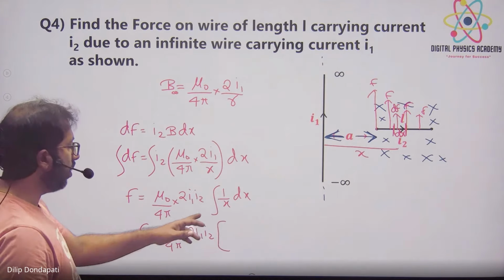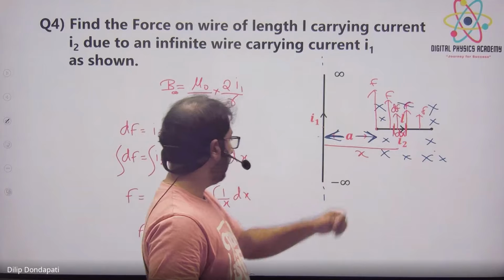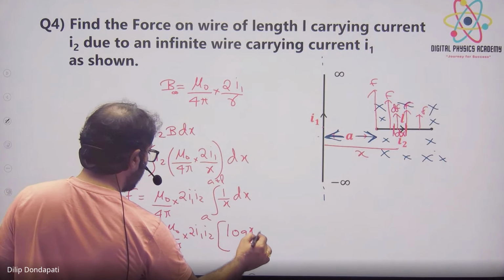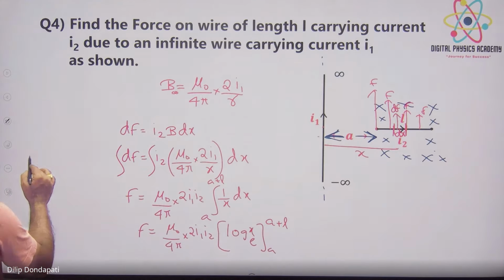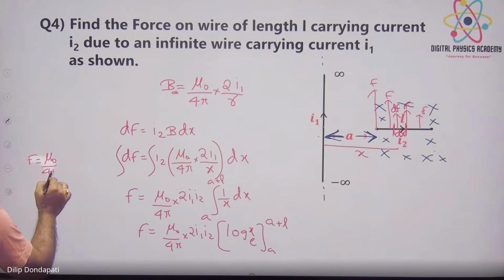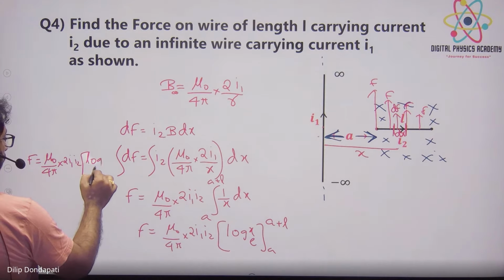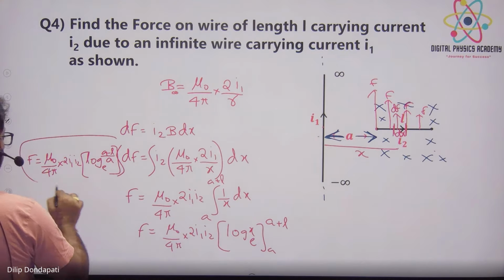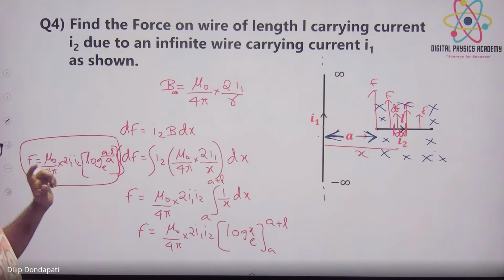From where to where do we have to integrate? The initial point, from here to here, is how much distance? Initial point is a, and the final point is a plus L. So a to a plus L, log x to the base e, from a to a plus L. So upper limit minus lower limit. F is equal to mu naught by 4 pi into 2 I1 I2, upper limit minus lower limit means log (a plus L) by a to the base e. Understood? log m minus log n is log m by n, so we put log m by n here.